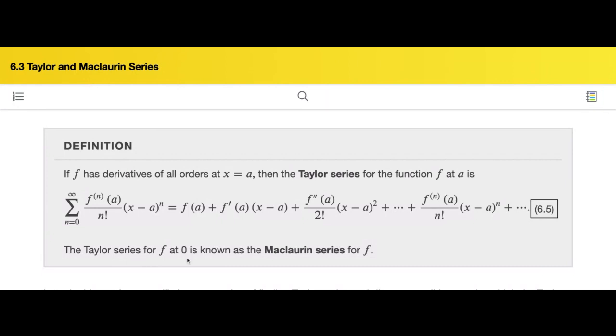Okay, so the Taylor series for f at 0 is known as the Maclaurin series for f. All right, so the Taylor series is in general centered at a. The Maclaurin series is a special case. It's for the function centered at 0. So as you can see, when a is 0, the Maclaurin series is just f(0) plus f'(0) times x, plus f''(0) divided by 2 factorial times x squared, and so on and so forth.